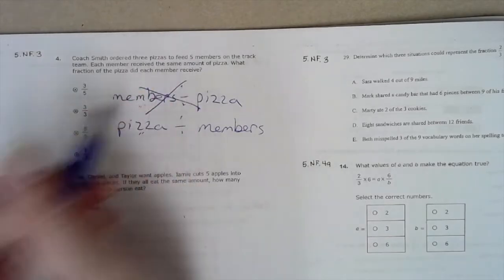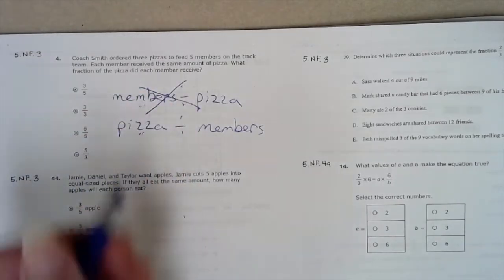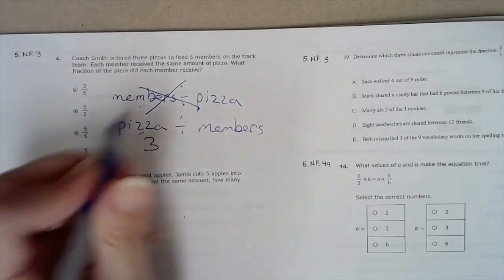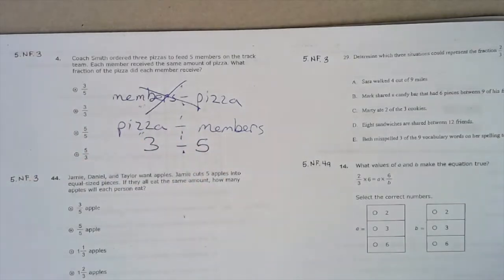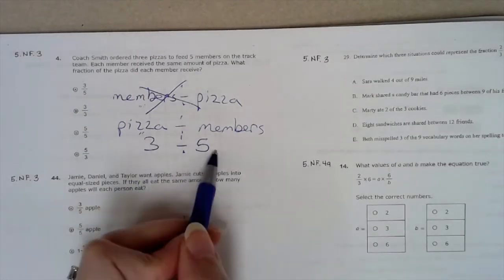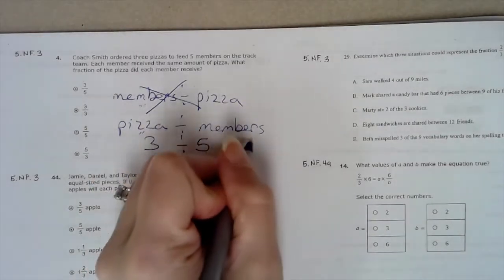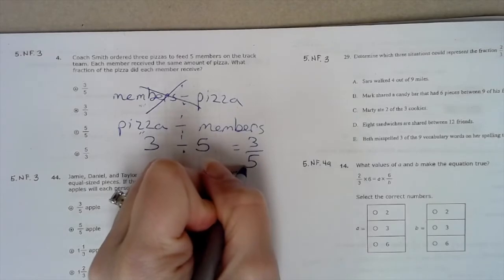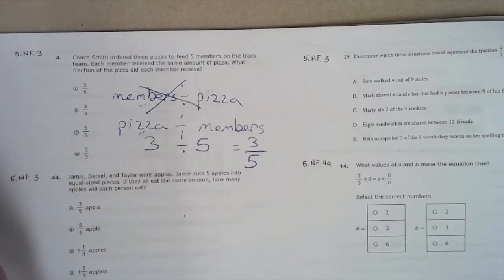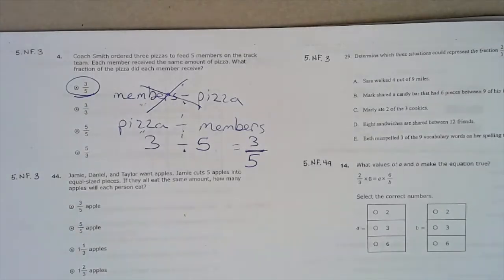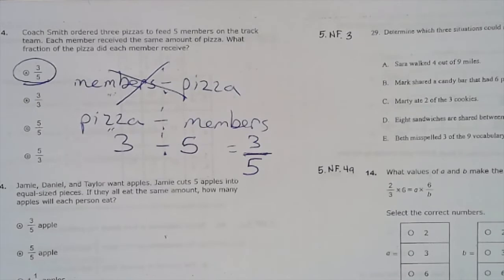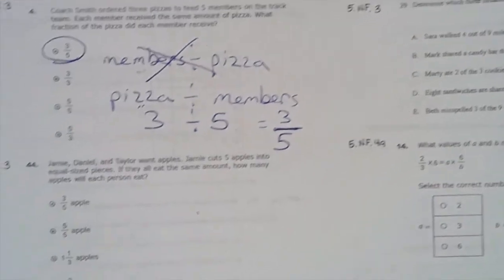So how many pizzas did he have? He had 3 pizzas. How many members were there? There were 5 members. So each person got 3 divided by 5, which is the same thing as 3/5, because remember this line right here means to divide. So make sure when you have these types of questions that you are asking yourself what thing is going to be cut or split up. That thing is going to go first.